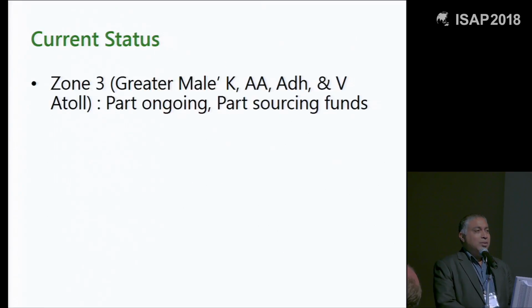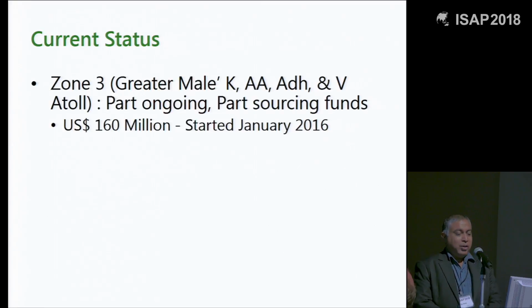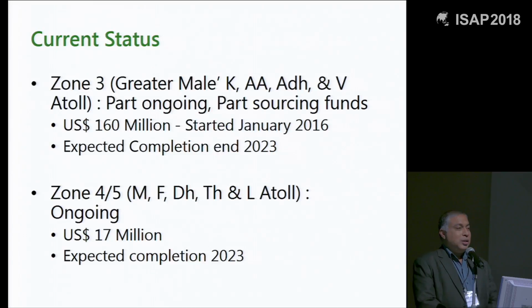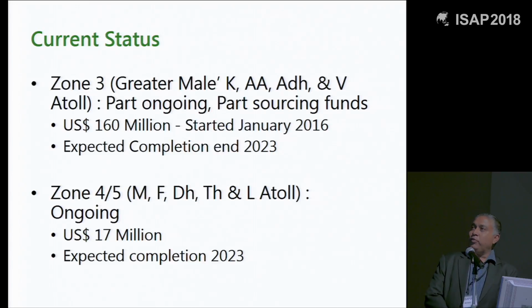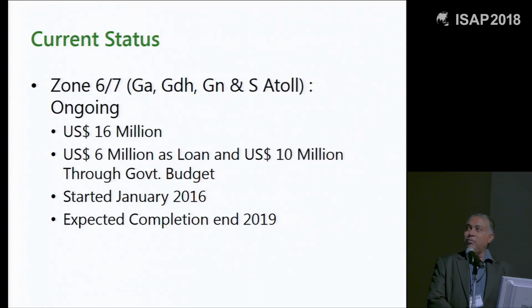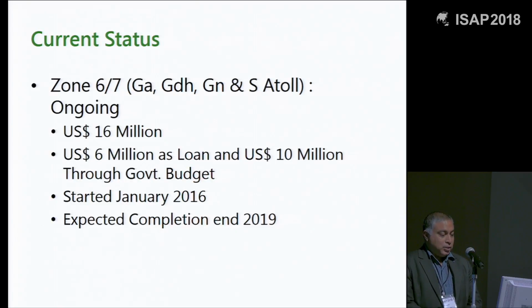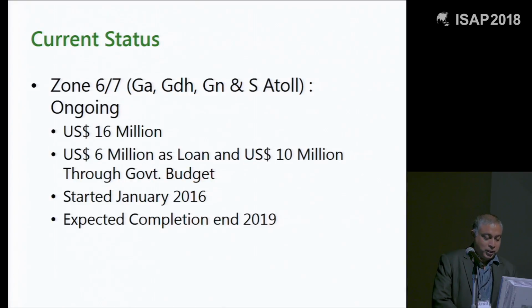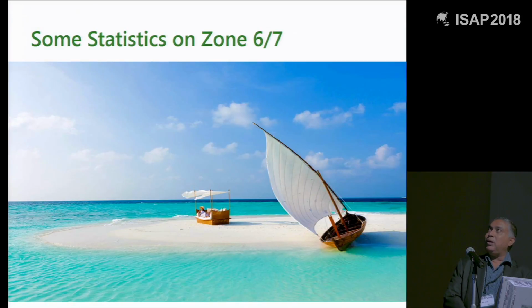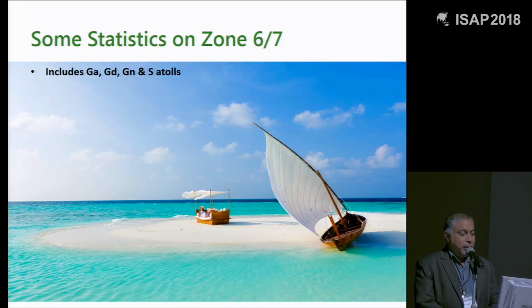Zone 3 is the Greater Male, which is the most challenging area, where we are working with ADB on a $160 million project. Very recently, their board decided to start phase 1 of this project. Zones 4 and 5 is a project we have started with the World Bank, $17 million, hopefully looking at completion by 2023. For Zones 6 and 7, we have an ongoing project with assistance from a donor and in the government budget. So currently we have all these projects ongoing and in the pipeline.